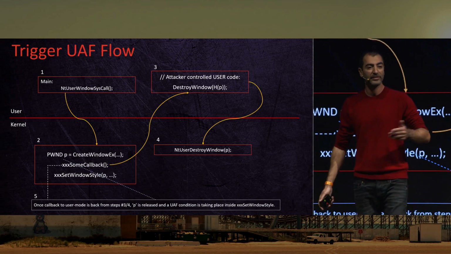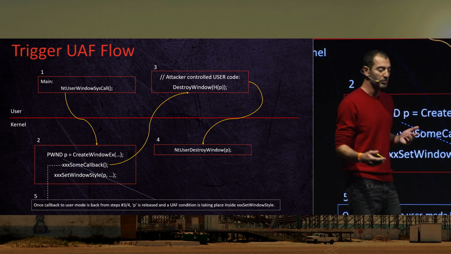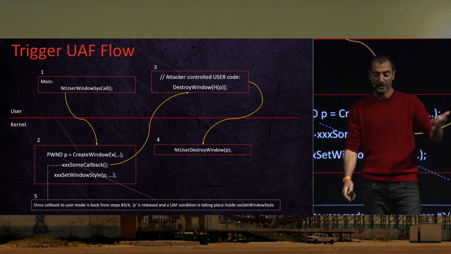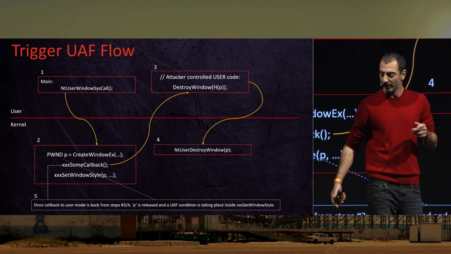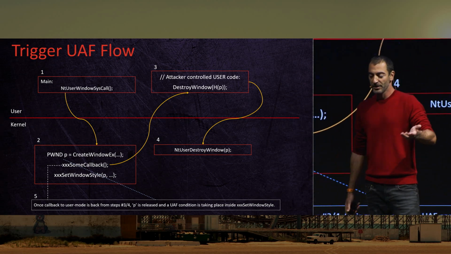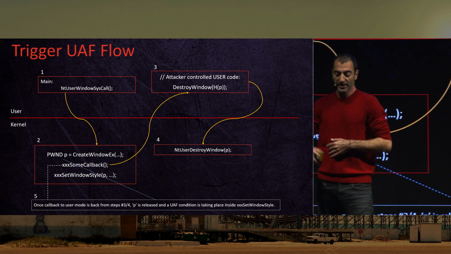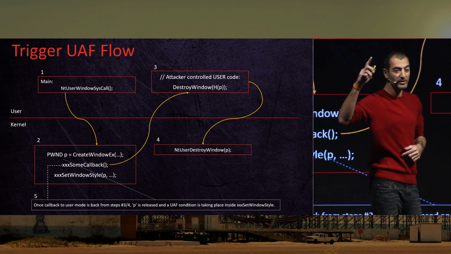Okay? So let's see how it looks in a normal flow. So the first thing we do, we start from our user mode application. We call down to the kernel, and then inside the kernel, there is the window created, there is some callback, then the callback goes back to user mode.